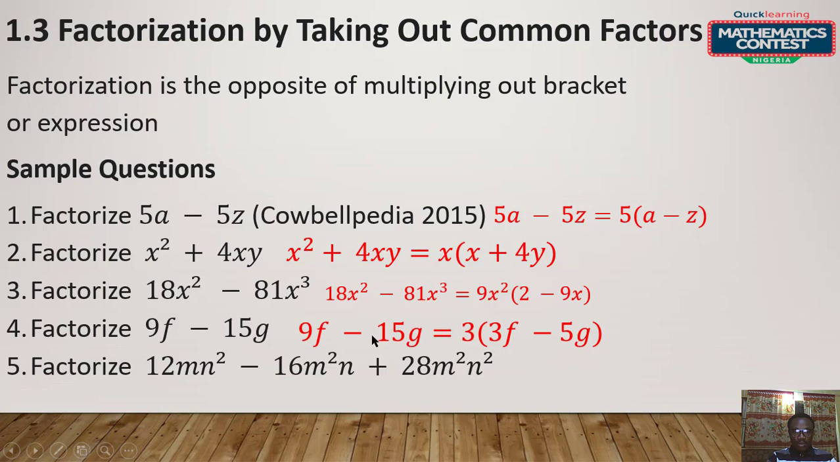Now look at the last, number 4. What is common here between 9 and 15 is 3. And between their letters nothing is common, so just the number. So pull 3 out. We'll have 3 into the bracket, 3f minus 5j.